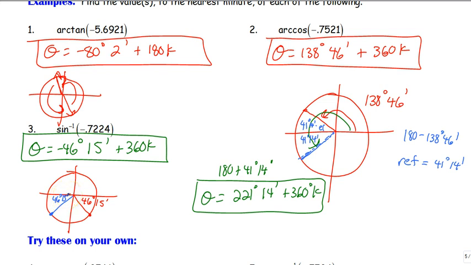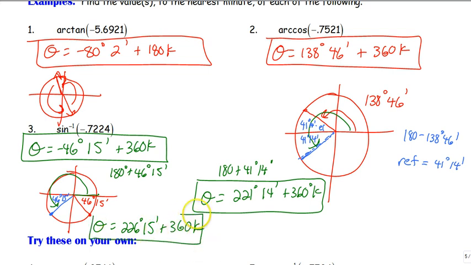So what you're going to do now is you have to find out what that full angle is starting at 0. So we always measure the second angle from here. And how do we do that? Hopefully you see that it's 180 degrees plus this reference angle that we found. So the second answer for this problem is theta is equal to 226 degrees 15 minutes plus the 360k.